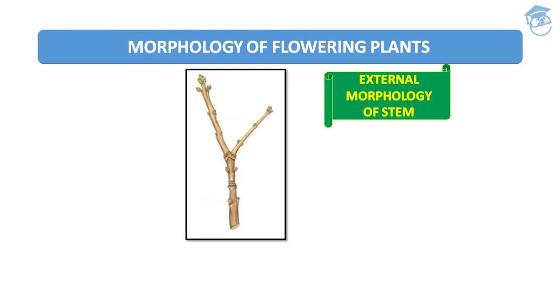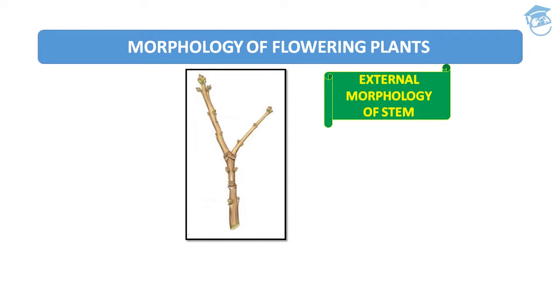My topic for the presentation is the second section of the chapter Morphology of Flowering Plants. Flowering plants are also called angiosperms, students. In this section of the video, we will discuss the stem. Okay, so this is the external morphology of a stem.